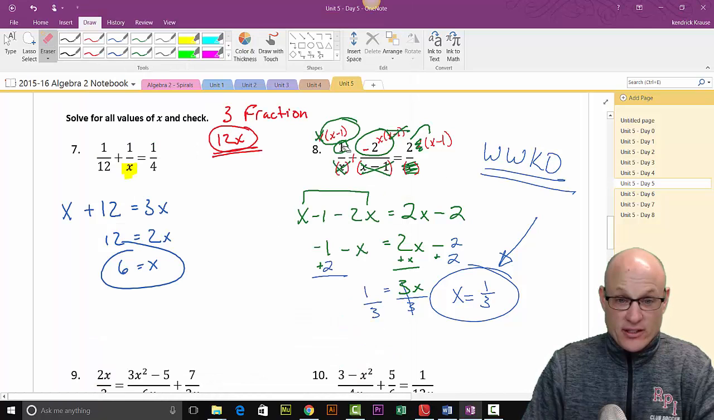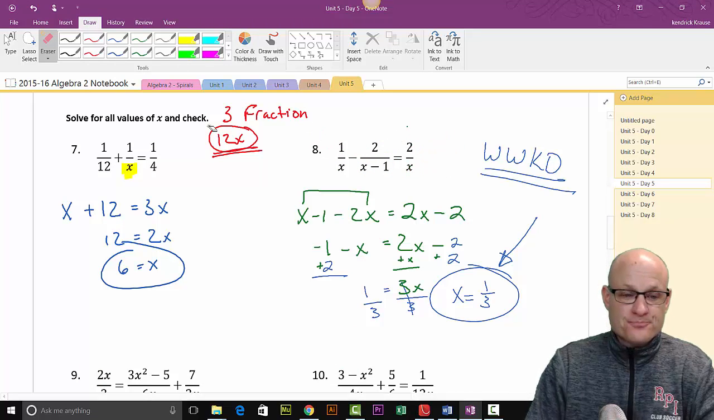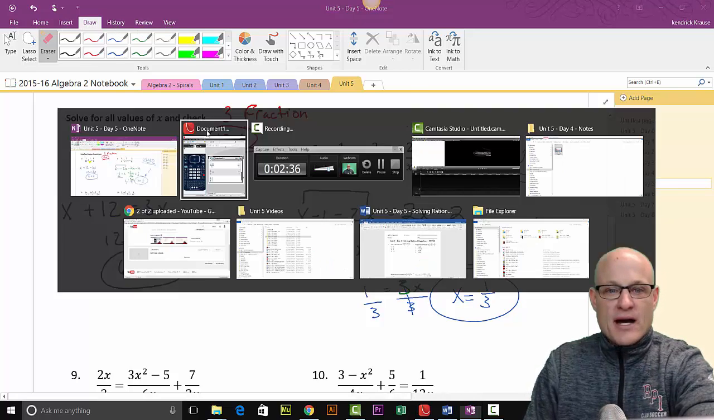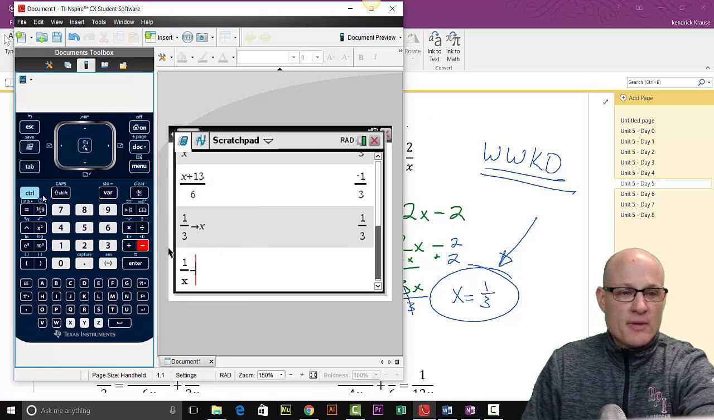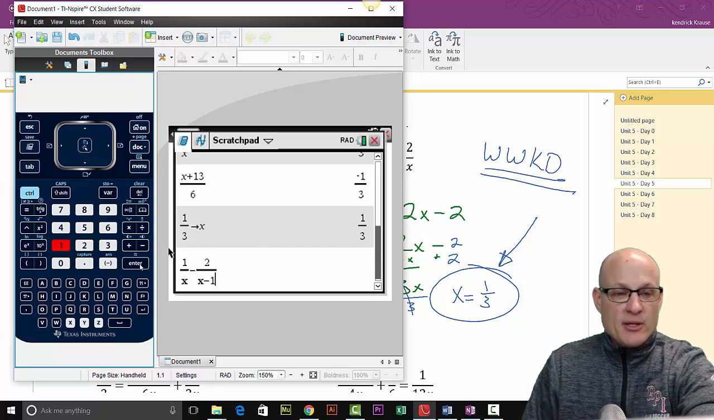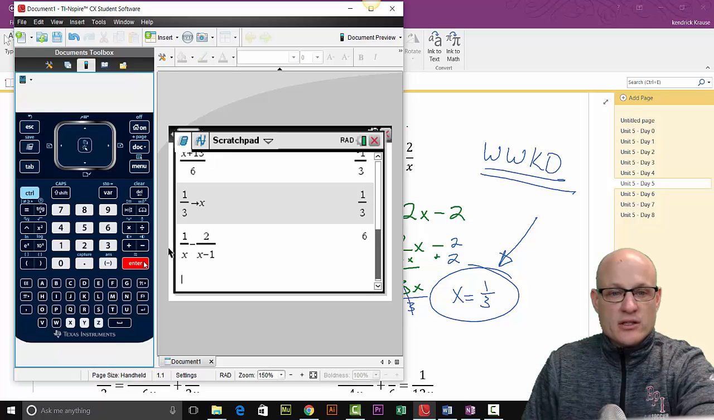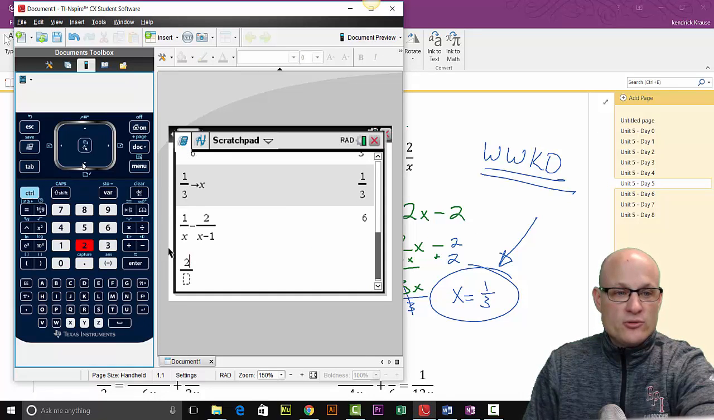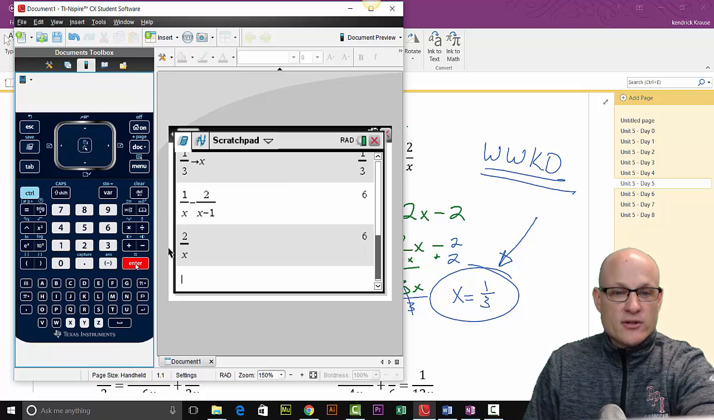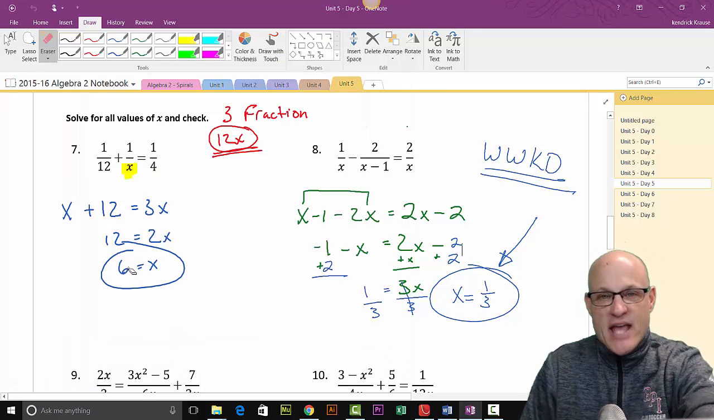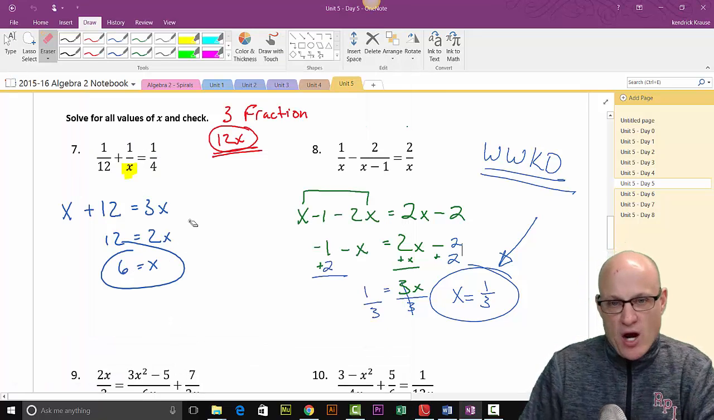So let me take a look at what this looked like originally here. So minus 2 over, so minus control division, 2 over x minus 1. And I'm going to press enter, and I get 6. And then on the other side, it's just 2 over x, so control division 2 over x. 6.